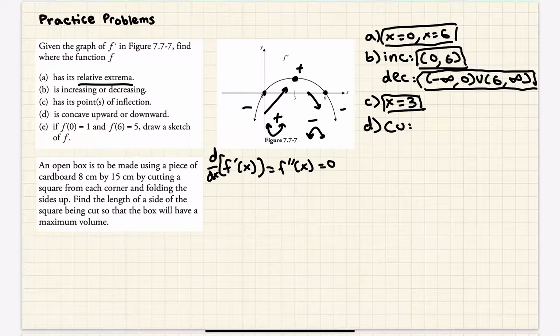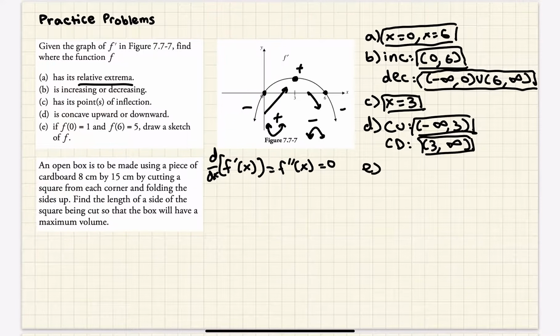So concave upwards is going to be negative infinity to 3. Concave downwards is going to be 3 to infinity. And then E, finally, this one is a bit different. We want to draw a sketch of f. Okay, with all that we know here, we might be able to do that.